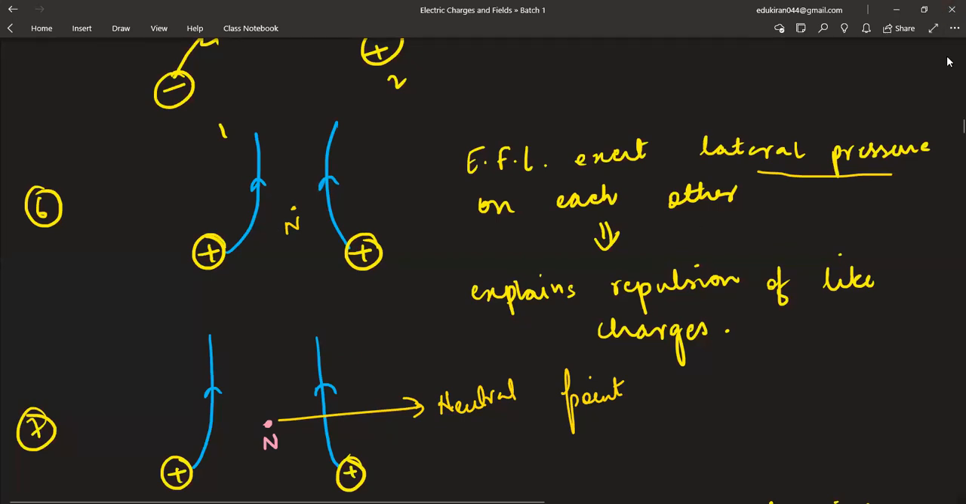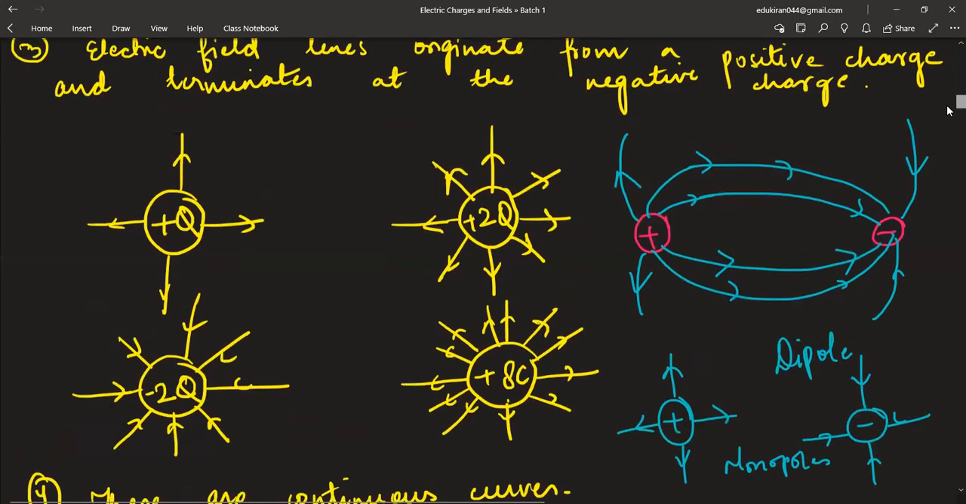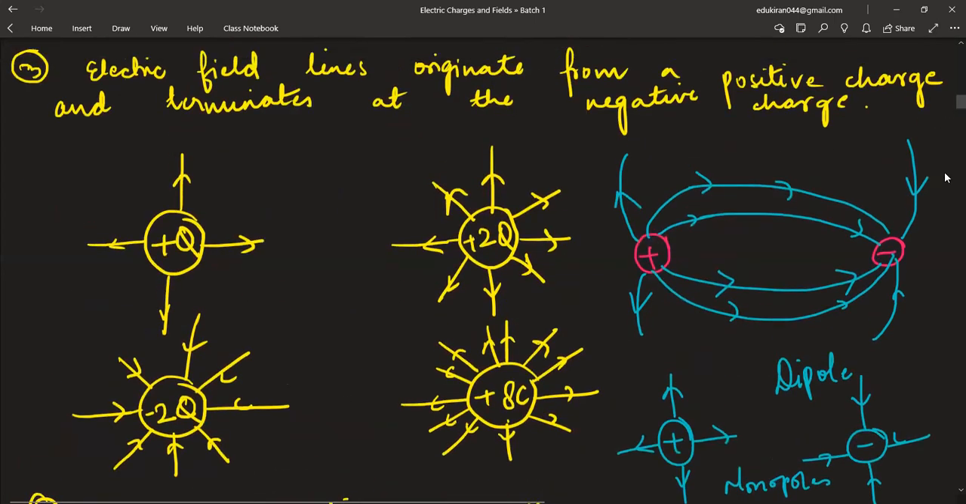All right. Write down till this point, class. This is the third point.